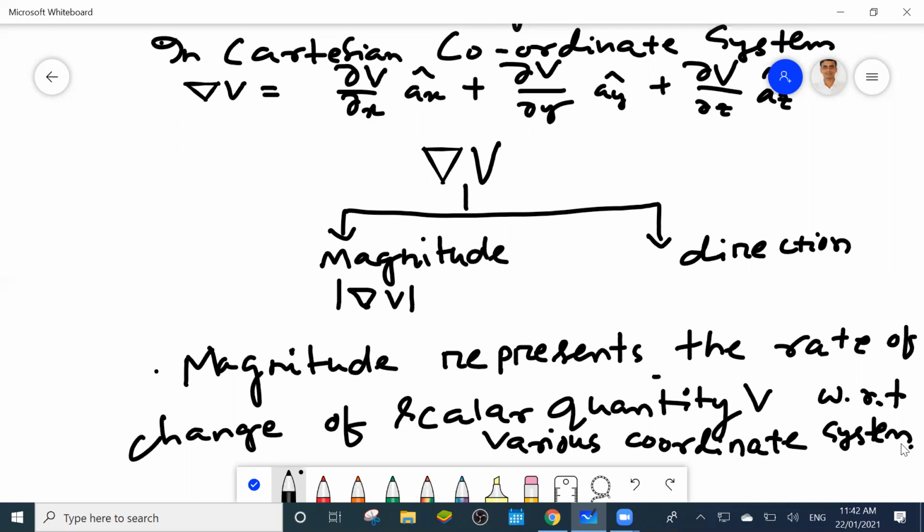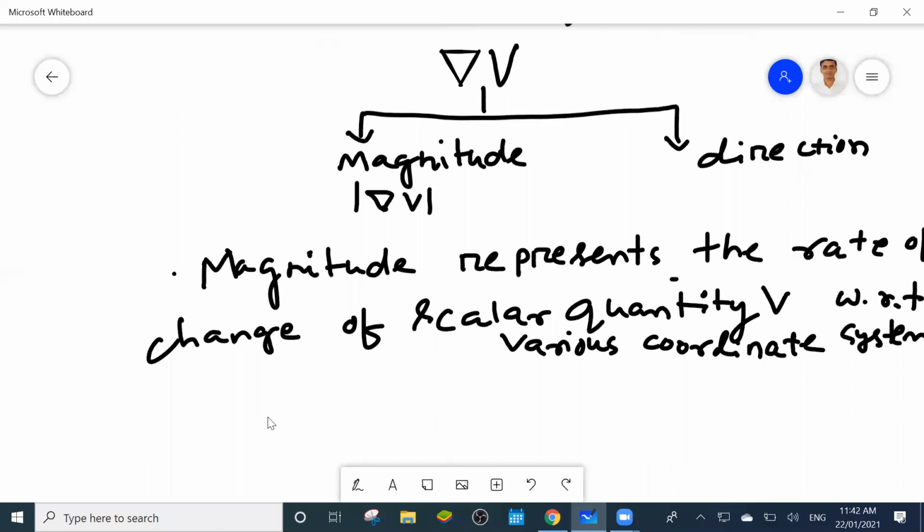So these things you remember and compare with the textbook. Today you search the textbook and compare what I discussed. Then you have to make this one. And the direction represents the direction in which the rate of change is maximum.